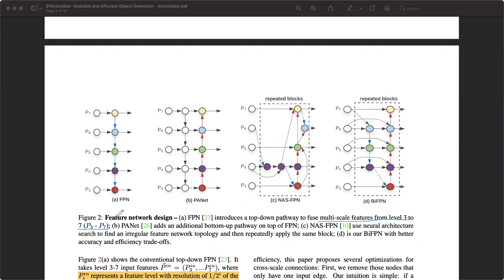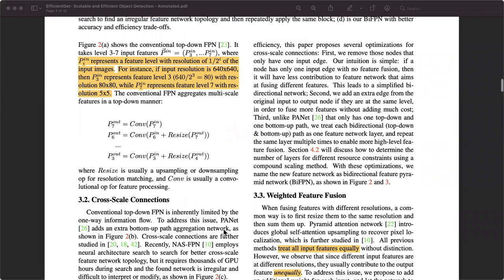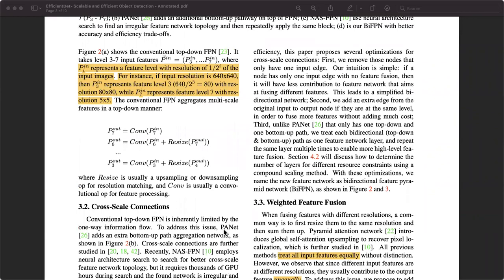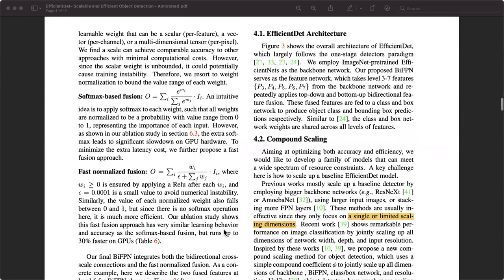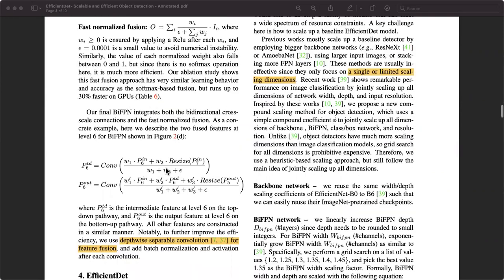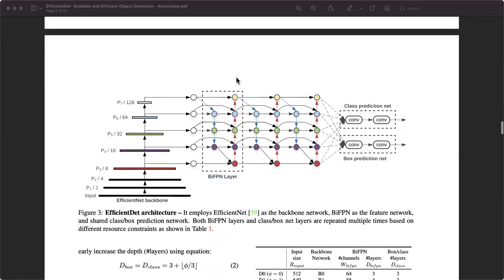First, the feature pyramid network has a top-down pathway. Let's consider this one as the input, a larger input, and let's go down a bit, just a little bit.